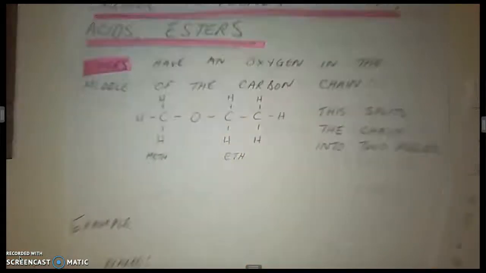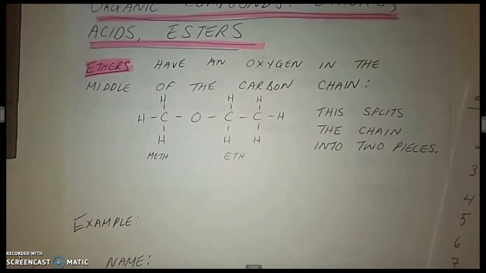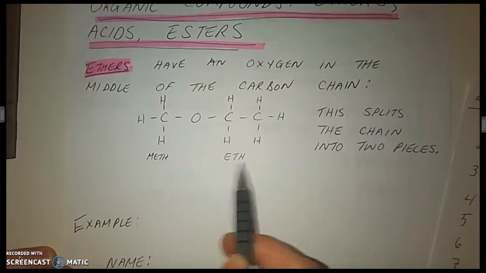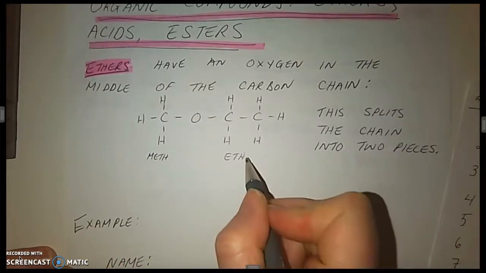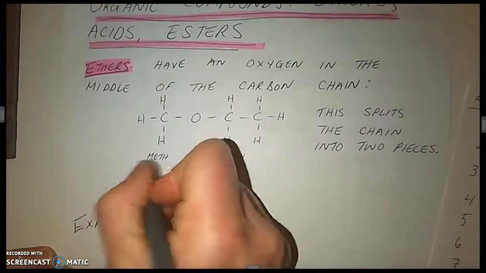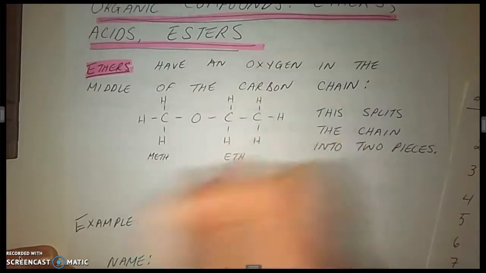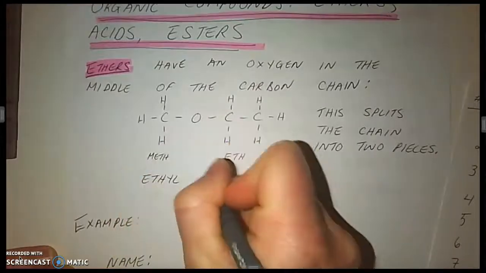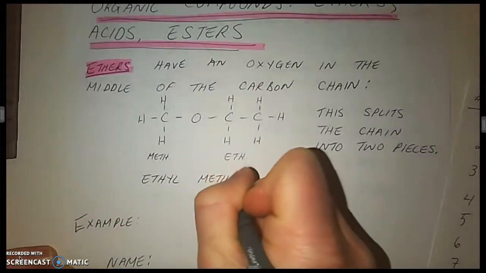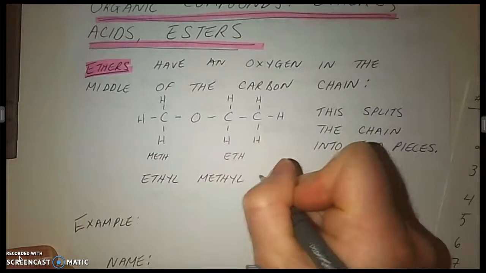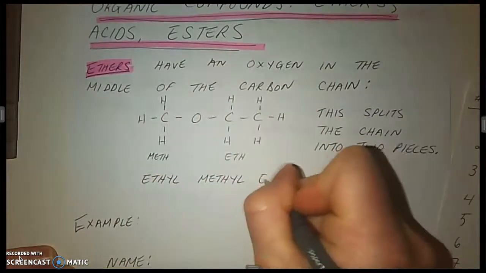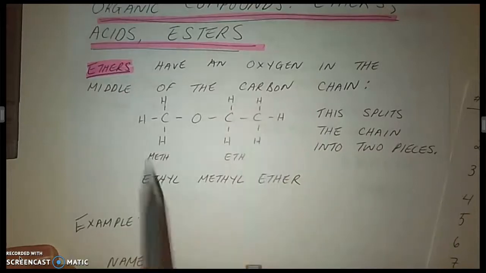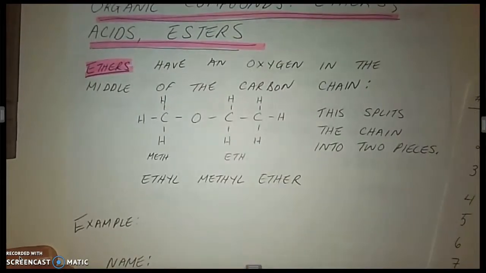Okay, and to put these together to make the name of the compound, I'm going to list them alphabetically. So E comes before M, so I'll list this one first. And then I just put a YL on the end of the name. So I'm going to list this one first alphabetically, ethyl. And then this one second, methyl. Okay, so I'm just putting the YLs on the end, and then because it's an ether, I end in that. Okay, so the name of this compound is ethyl methyl ether.